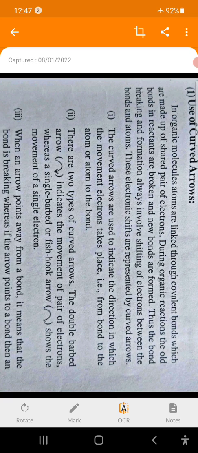Curved arrows represent movement of electrons. There are two types of curved arrows, single headed curved arrow and double headed curved arrow. The double headed curved arrow represents movement of two electrons, both the shared electrons of the covalent bond, while a single headed arrow represents movement of only one electron out of the two covalent bonding electrons.